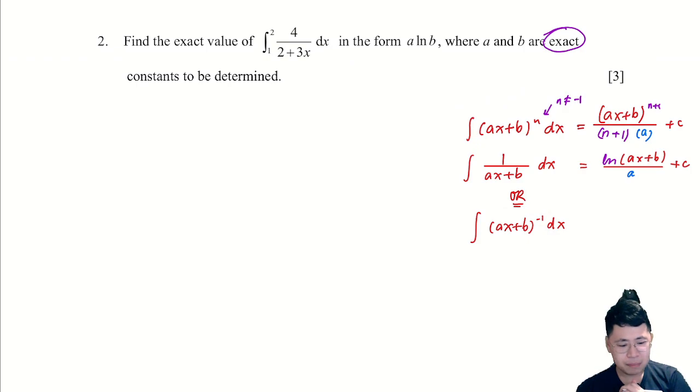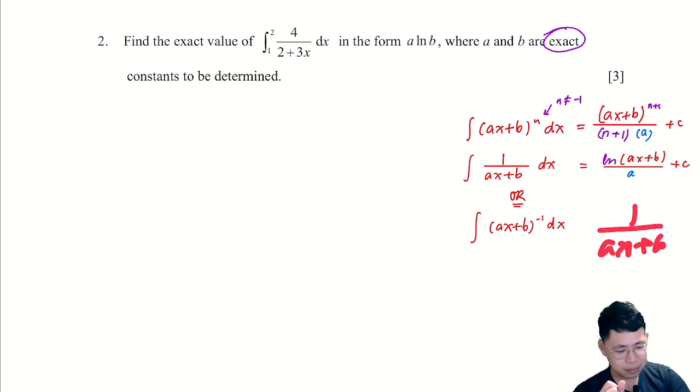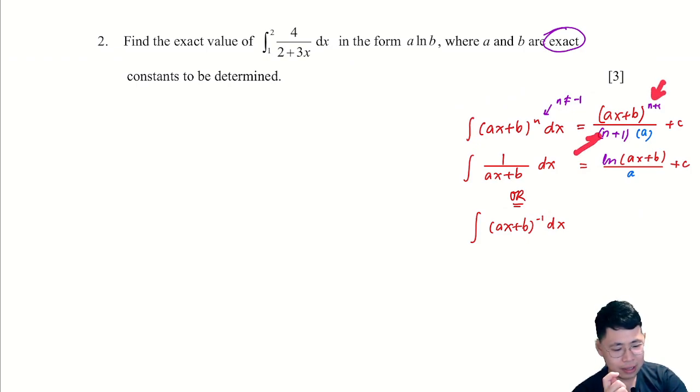Okay, so if it's power -1, we actually integrate this whole thing to ln. Why? Because when we differentiate ln, it's actually 1 over x, or 1 over ax plus b. Only when the power is not -1, we will apply the power rule, where you get power plus 1 divided by power plus 1 and the a.